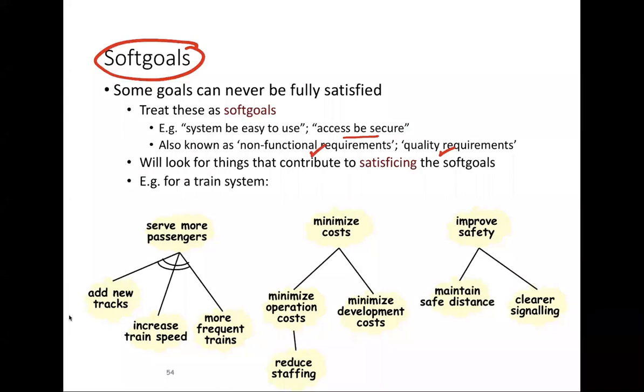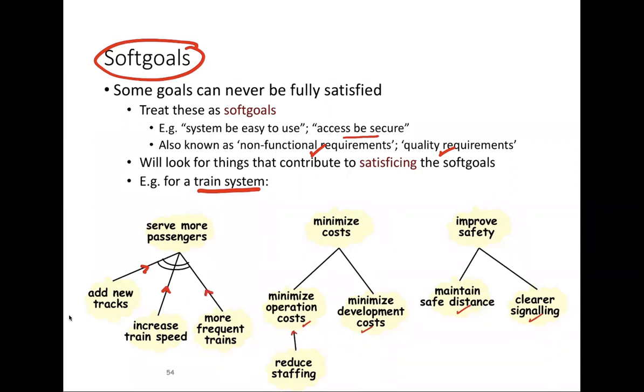So if we are studying a train system, we have a set of soft goals, which is improve safety. It could be subdivided into other sub goals like maintain safe distance or clear signaling. Minimize cost, that's another soft goal. Minimize operation cost or minimize development cost. To provide this, we have reduced staffing. To serve more passengers, it could be add new tracks or increase train speed or add more frequent trains.